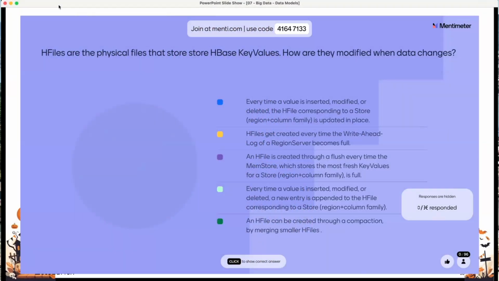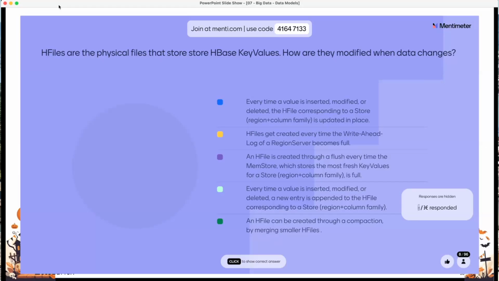So what is this question? Very scarily long, but let's go through it. HFiles are the physical files that store the key values, the ones that store the older key values in sorted order. Now we know it's lexicographically sorted. So first the row ID, then the column family, then the column qualifier, then by decreasing timestamp, by decreasing version.